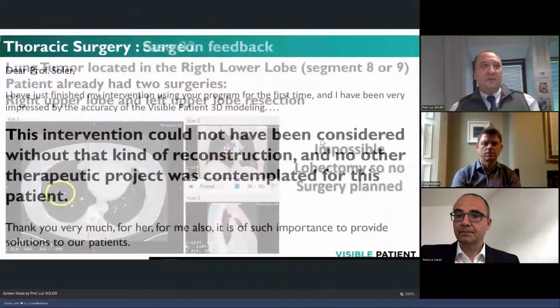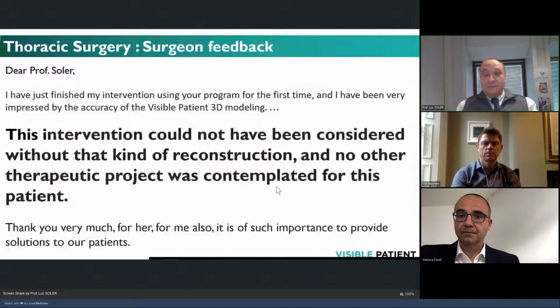Feedback of the surgeon after the surgery was the following one. She wrote us this letter. This intervention could not have been considered without that kind of reconstruction, and no other therapeutic project was contemplated for this patient. I'm happy to say that the patient is still safe. She has had absolutely no recurrent tumor signs in this period of time.